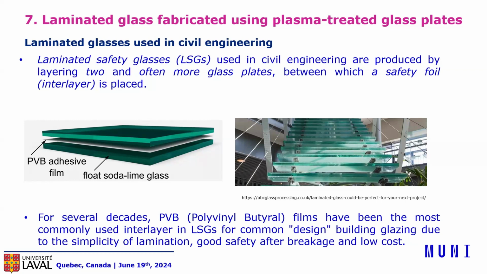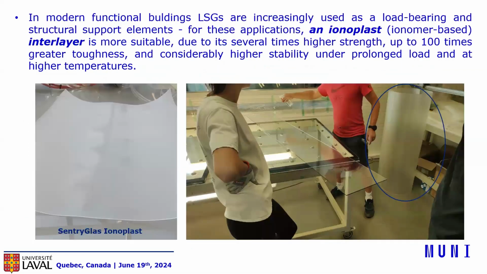For several decades, the so-called polyvinyl butyral or PVB films have been the most commonly used interlayer in laminated safety glasses for common design, due to the simplicity of lamination, good safety after breakage, and low cost. But currently, there are trends in some applications of civil engineering to replace this PVB interlayer by a new generation of polymer, the so-called ionoplast or SentryGlas. This is a photo of how this film looks like.